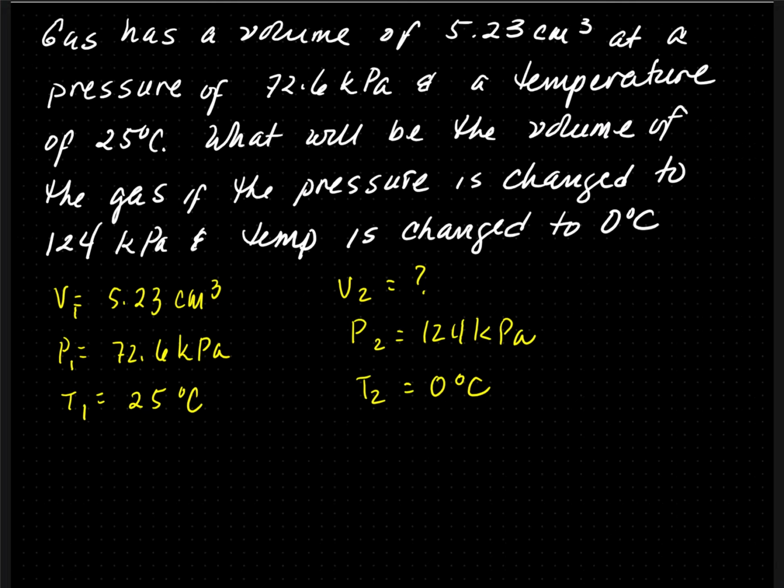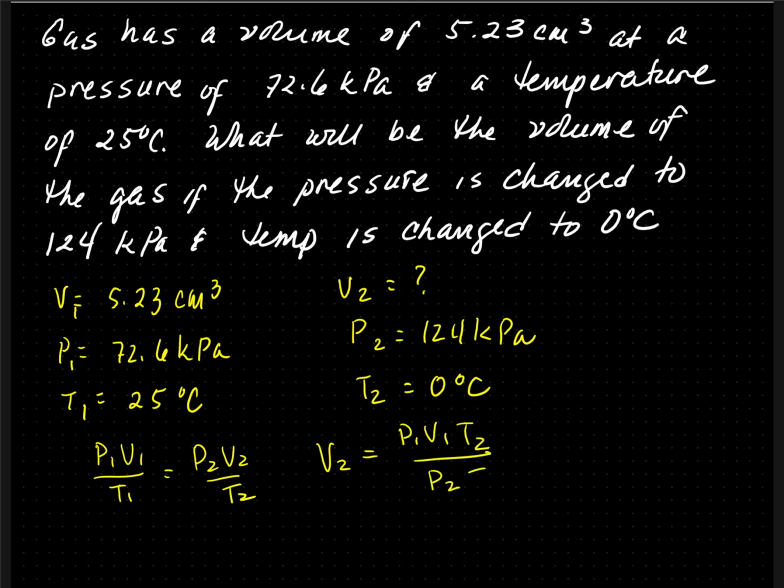So the only formula with 2 V's, 2 P's, 2 T's is the combined gas law, which is P1V1 over T1 equals P2V2 over T2. So we can isolate and solve for V2. It is the same step as above. So V2 becomes P1V1T2 over P2T1. You don't need to isolate the variable. You could leave it in the other format if you're not having trouble with math.